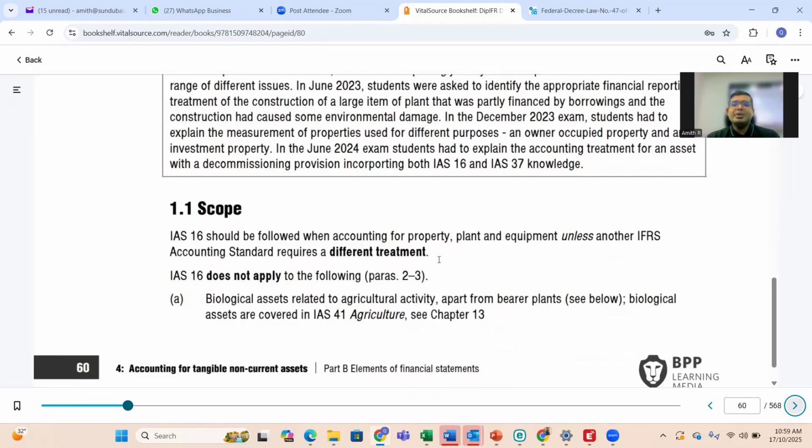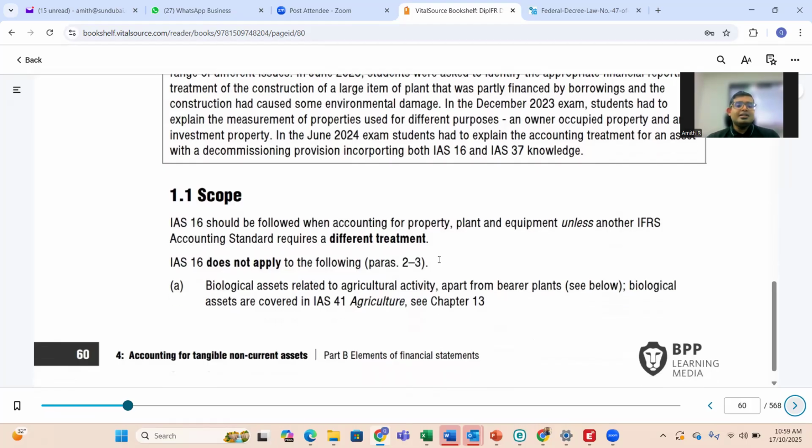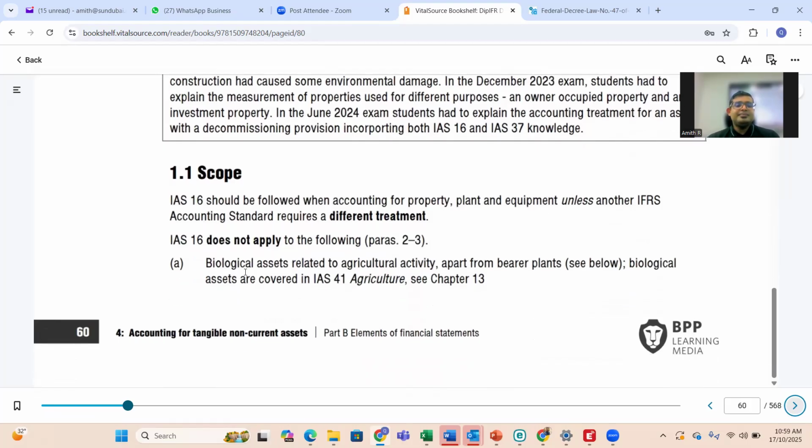Now, what are these specific assets? Biological assets. What are biological assets? Biological assets are related to agricultural activity apart from bearer plants. Biological assets are covered in IAS 41 Agriculture. So, except bearer plants. What is a bearer plant?